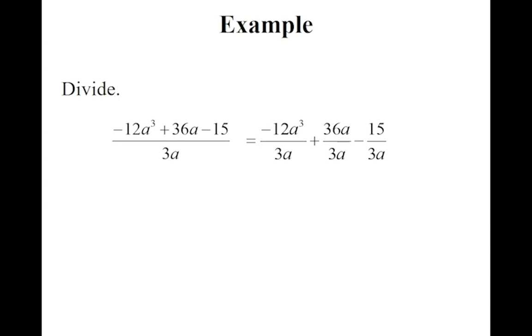A cubed over a is a squared. A over a cancel each other out. And in the third term, the a stays on the bottom. So negative 4a squared plus 12 minus 5 over a is what we get when we divide. Now you could use the quotient rule. A cubed over a would be a to the 3 minus 1, which is a squared. Or you can think of it as 3 a's on the top, 1 a on the bottom. One of those a's cancel out, leaving no a's on the bottom and 2 a's on the top.